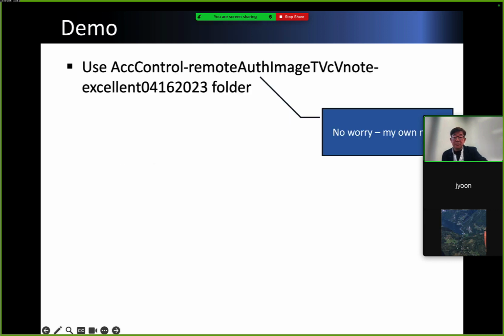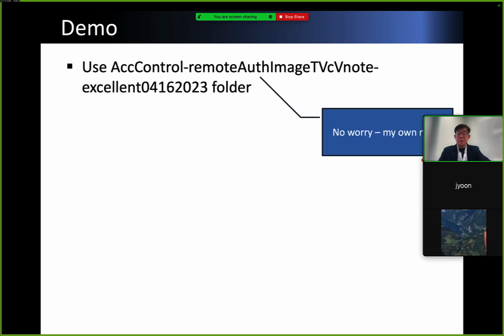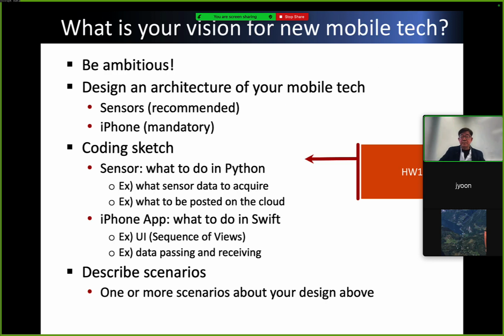The demo that I am going to do here, what is this? Okay, I'm going to demo after I explain this. This will be your first homework assignment. I already posted it. Design your architecture of a mobile tech. Mandatory: the iPhone. iPhone apps need to be involved. Sensors are optional, but highly recommended. If you see the demo, then you may feel much clearer about what you need to do.